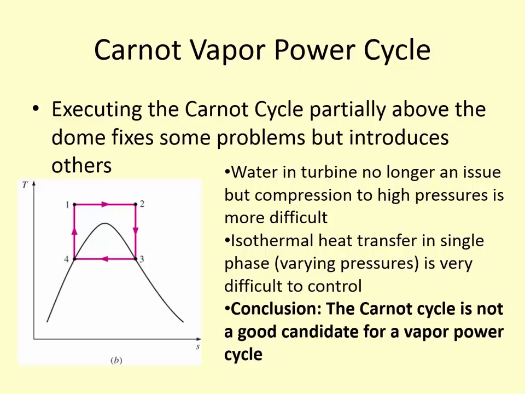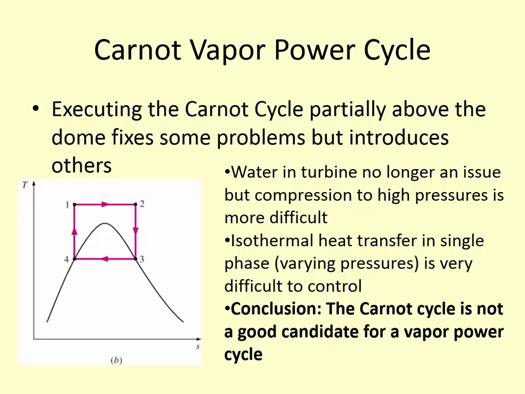So the water in the turbine is no longer an issue, but compressing it to significantly higher pressure is a little bit more difficult. And then isothermal heat transfer in a single phase, so above the dome from state 1 to 2, is pretty difficult to control, especially if we're above the critical point. Okay, so it's not really going to work if we move it up above the dome. The only state that works kind of well is from state 3 to 4. Yeah, we can condense from a saturated vapor to a liquid pretty easily, although it's still happening at a fairly high pressure. So the Carnot cycle is not really a good candidate for this vapor power cycle.